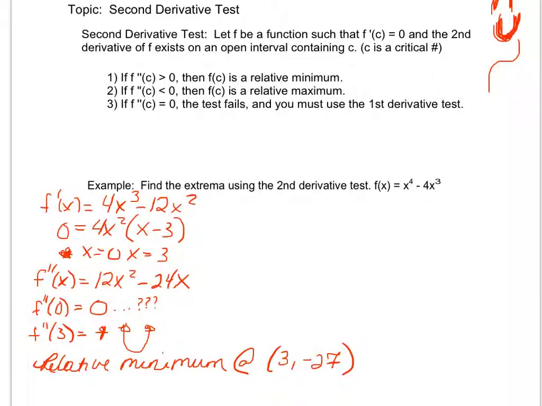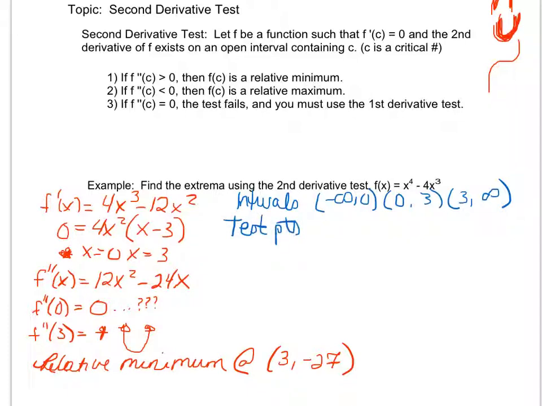So I'm going to go back to my first derivative test and say, okay, I'm going to use my critical numbers to set up my intervals. So setting up my intervals, I will go from negative infinity up to 0, from 0 up to 3, and from 3 up to infinity. And then I can pick my test points. I don't need to pick one in here because I already know what's going on at 3. I just need to figure out what's going on here at 0.